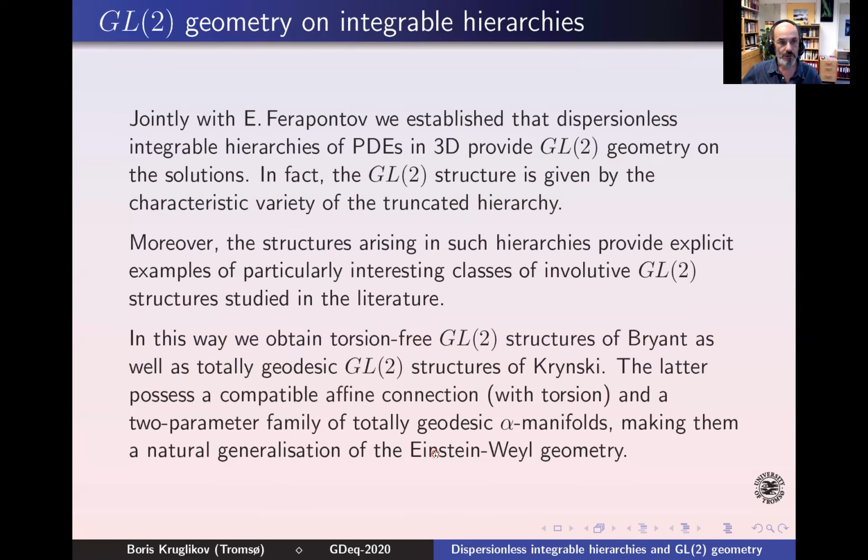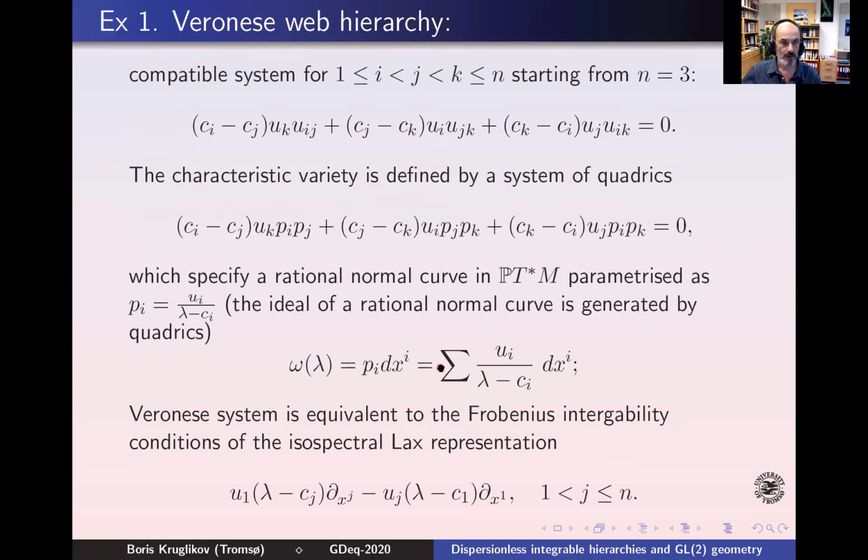Okay, so before I go to the explanation of what involutive means and all the other stuff, let me show you examples. So here is the Veronese web hierarchy. The Veronese web equation is a PDE of this kind. C1, C2, C3 are constants, and you can take i, j, k to be 1 to 3. And the hierarchy consists of taking very similar equations with more constants. And now you allow the function u to depend not only on x1, x2, x3, but also on x4, x5, and so forth, and those are the partial derivatives here.